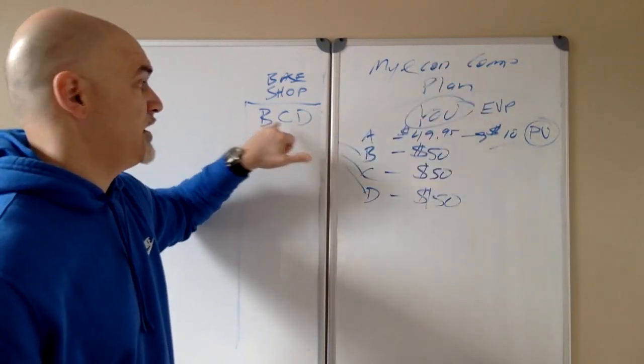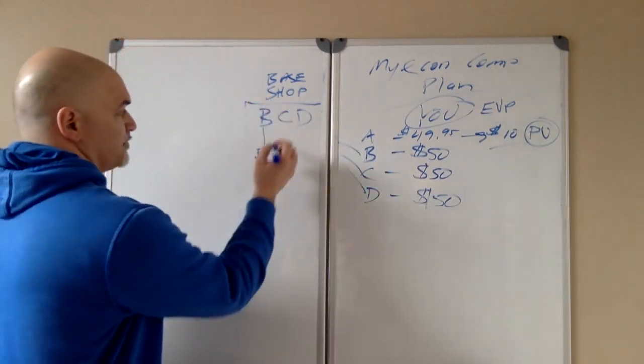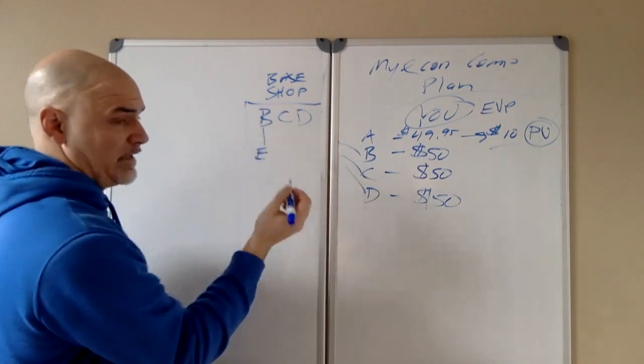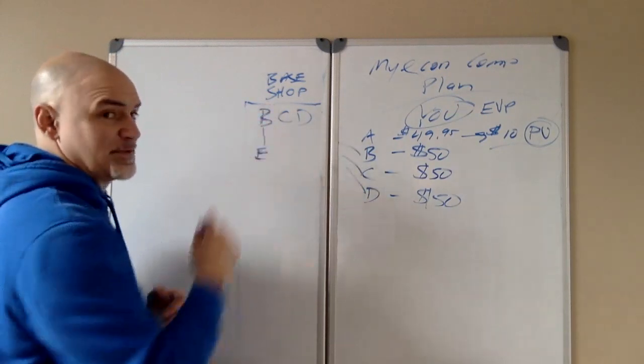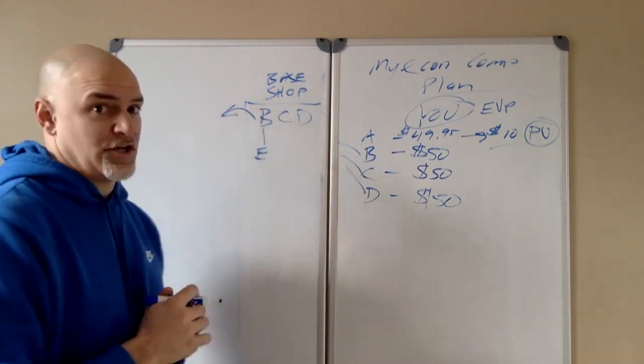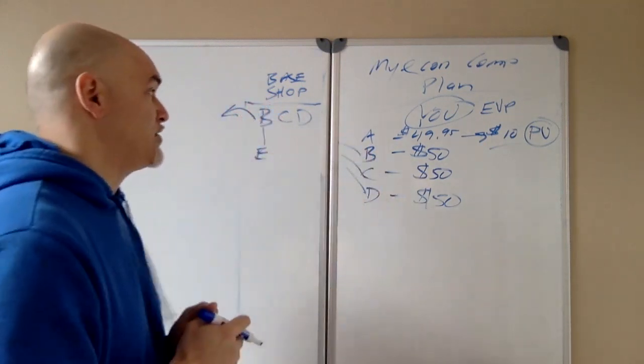Same thing with person B, C, D, or anybody that you personally sponsor, right? So person B sponsors person E. Follow along here. Person B sponsors person E. B will graduate out of the base shop, okay? Once they sponsor their first person, they graduate out of the base shop.